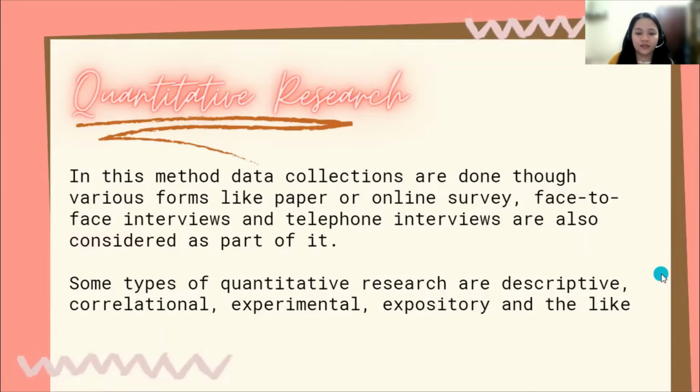Some type of quantitative research are descriptive, correlational, experimental, expository, and the like. So, ang mga types of research under quantitative research method ay descriptive, correlational, and experimental. So, remember that the data collected in quantitative research method can be interpreted into numerical data. Okay? Always remember that.